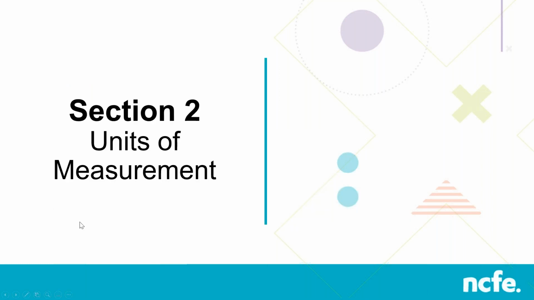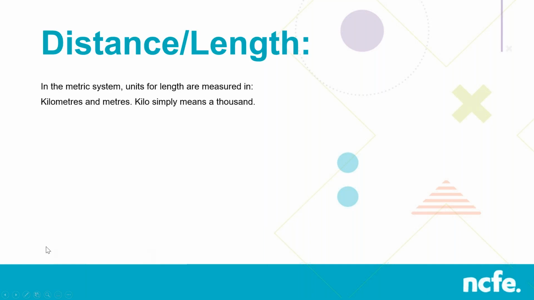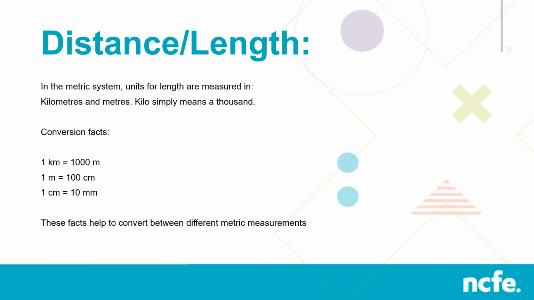So first of all, we'll take a look at the different units of measurement. In the metric system, units for length are measured in kilometers and meters. Kilo simply means 1,000. So whenever you see kilo, kilometer, kilogram, it means 1,000. So some conversion facts: 1 kilometer equals 1,000 meters. 1 meter equals 100 centimeters. 1 centimeter equals 10 millimeters. These facts help to convert between different metric measurements.